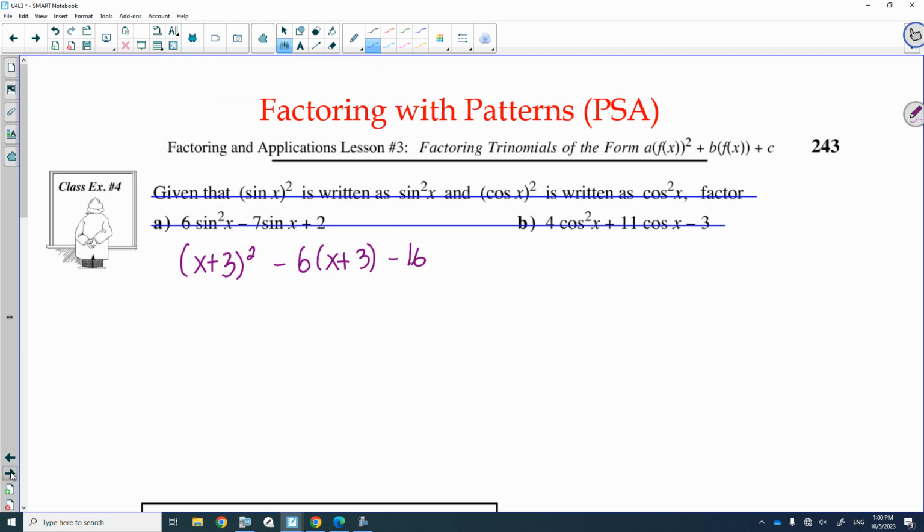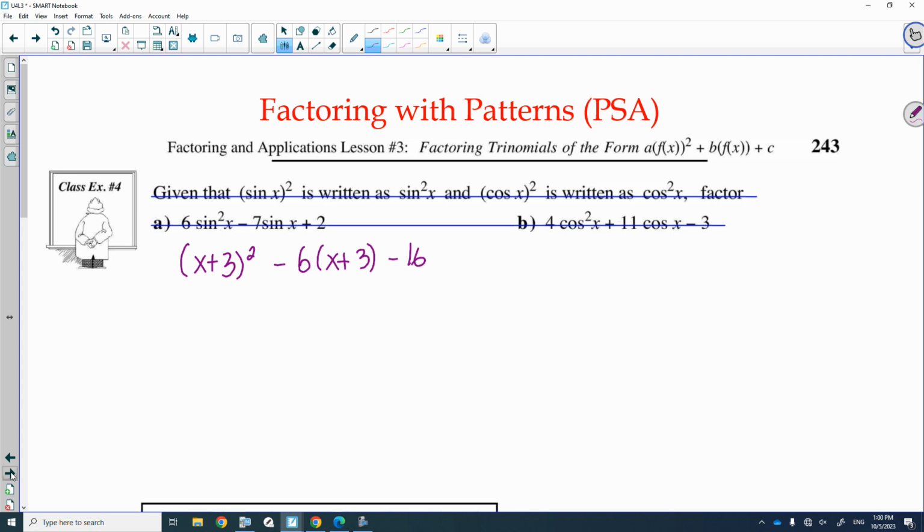So go to the top of page 243. This is actually called special factoring or factoring with patterns. So just write factoring with patterns. This will be the most complex, but it's not. As soon as you recognize the pattern, you'll see it.